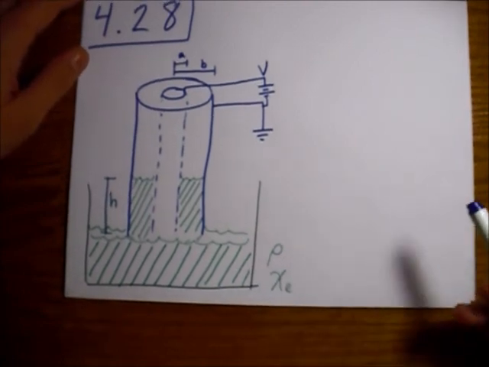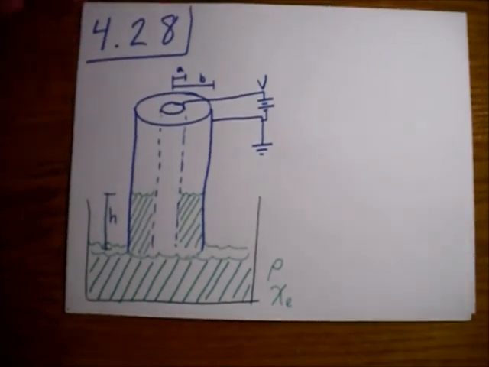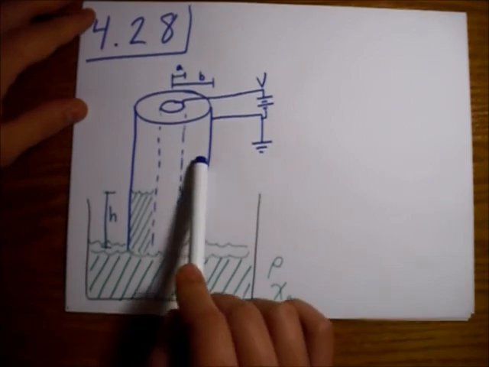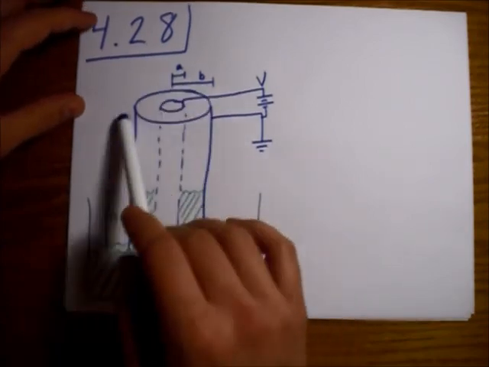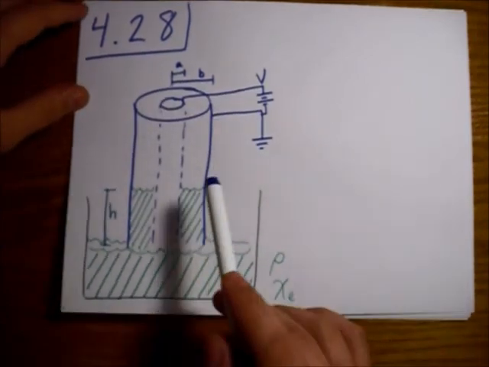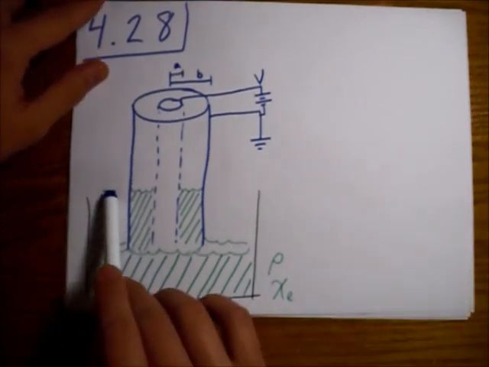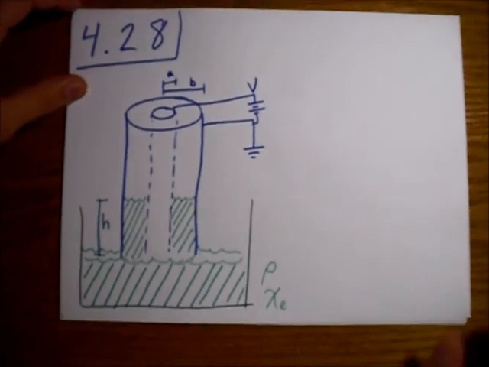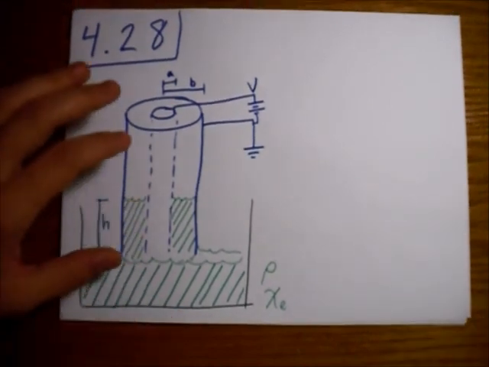And the dielectric will be forced up into the coaxial cylinders to some height h, and this is what we're trying to find in this problem. Alright, so why is it forced up in?